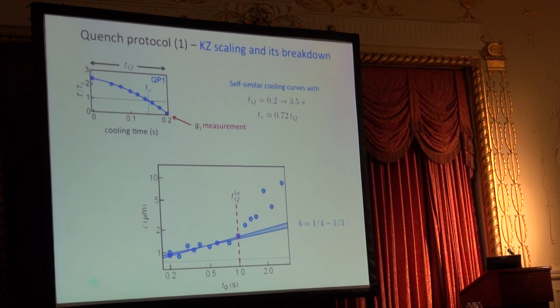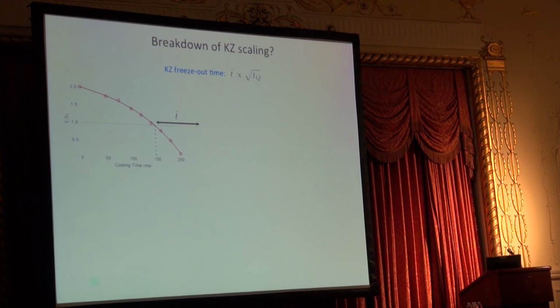The nice thing is that now that we understand everything, it turns out we can also explain this within the Kibble-Zurich theory. In some sense, it's part of the theory, this breakdown of the scaling. So this is the basic idea. If you look at the algebra, you see that this frozen out time, where the system doesn't evolve because of the critical slowing down, scales as the root of the quench time, okay?